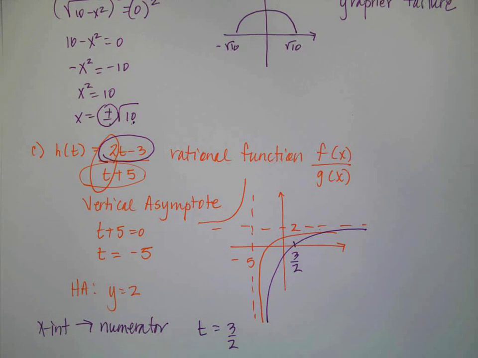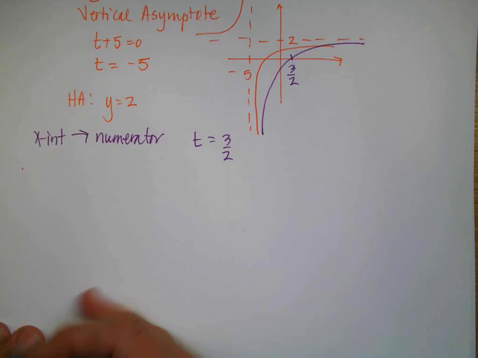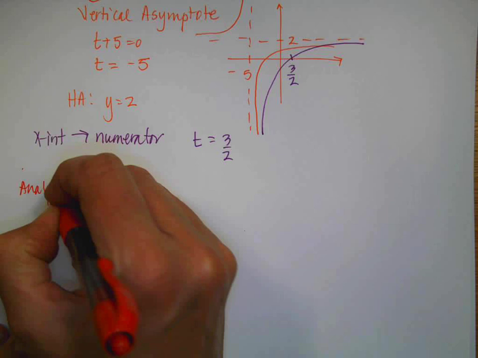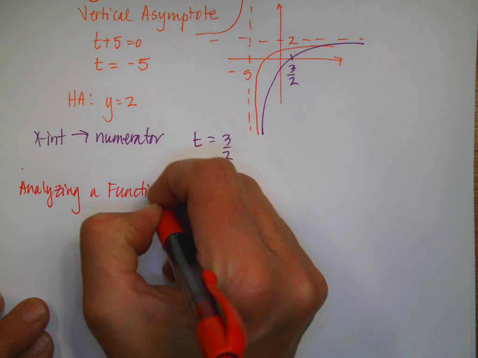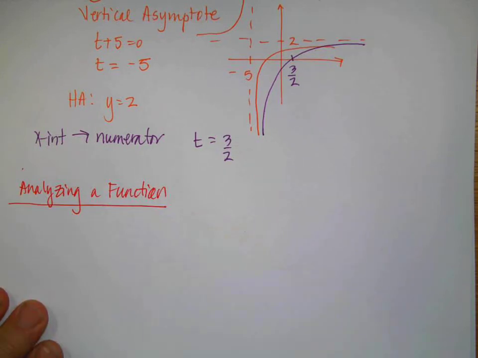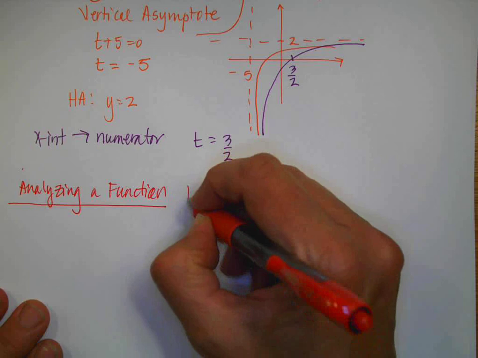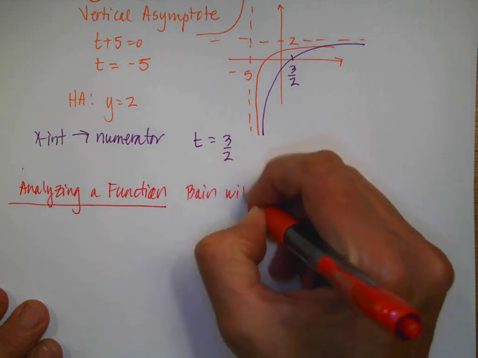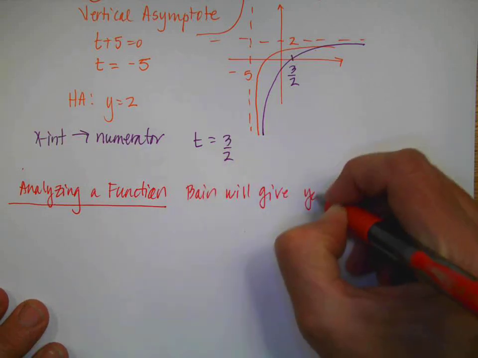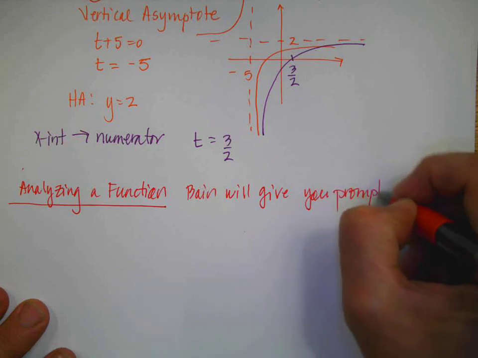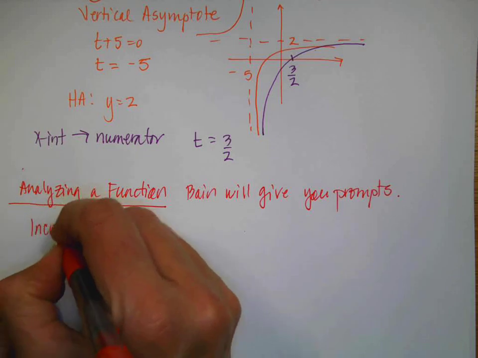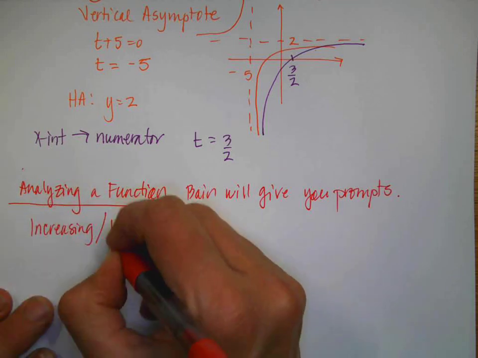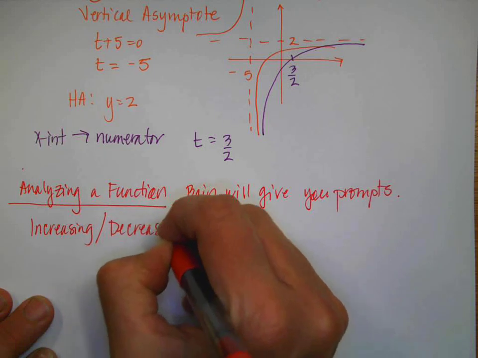All right, the next thing that we're going to talk about is, let me find a different color, analyzing a function. So let me move my paper up a bit. And we're going to talk about analyzing a function. So when you're asked to analyze a function, I will give you the prompts. So Bain will give you the prompts. And then all you have to do is answer the questions. Lovely. All right, so the first thing that we're going to talk about is increasing and decreasing.